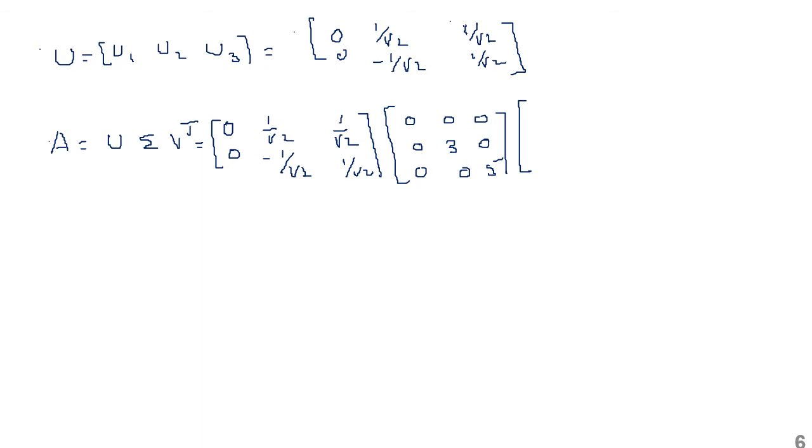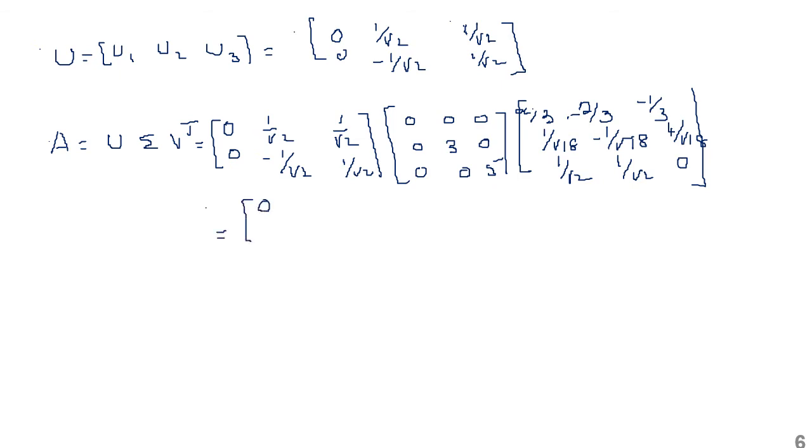And V transpose matrix is given by 2 by 3, minus 2 by 3, minus 1 by 3. This is 1 divided by root 18, minus 1 by root 18, 4 divided by root 18. This is given by 1 by root 2, 1 by root 2, 0. We'll further simplify this.